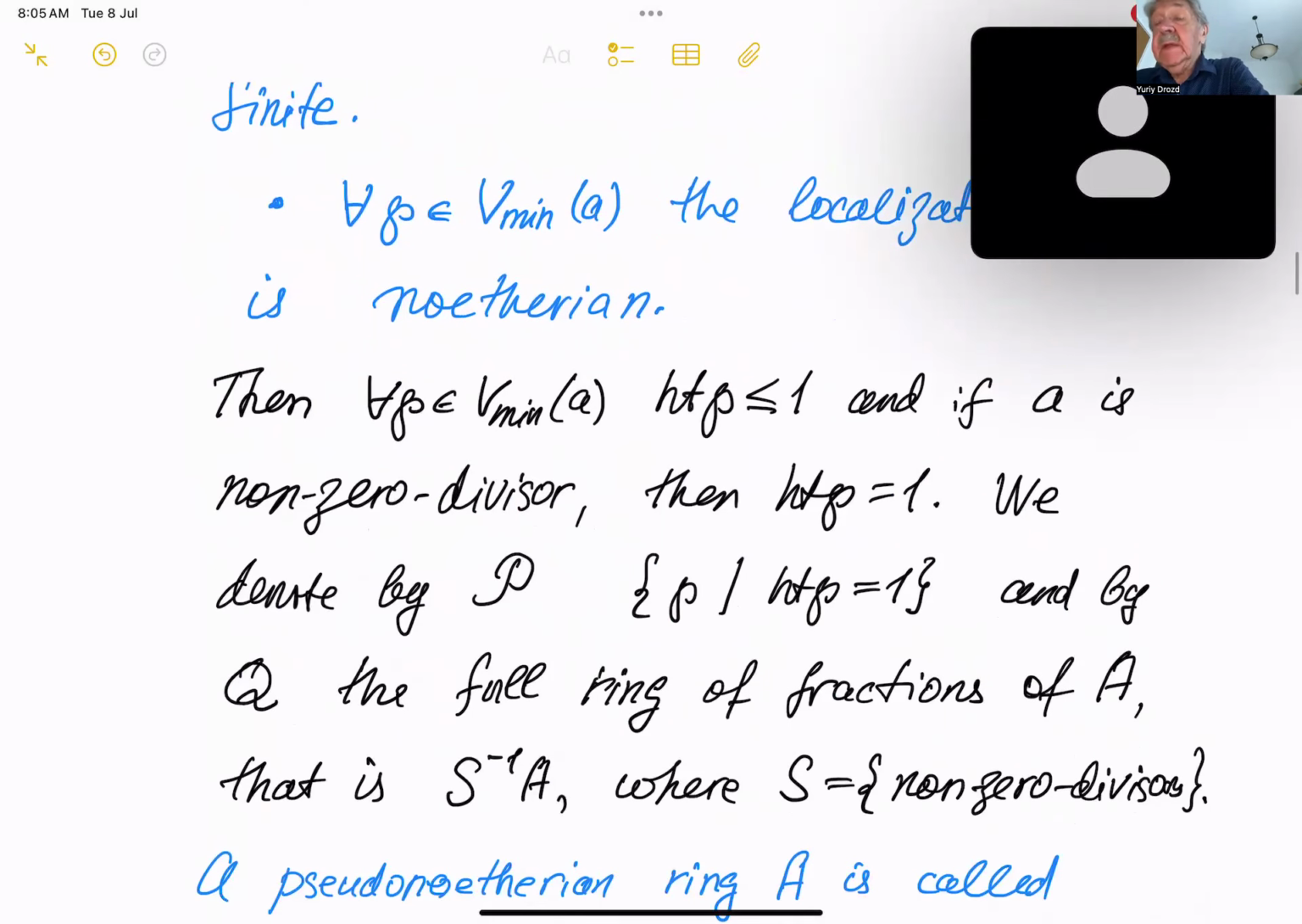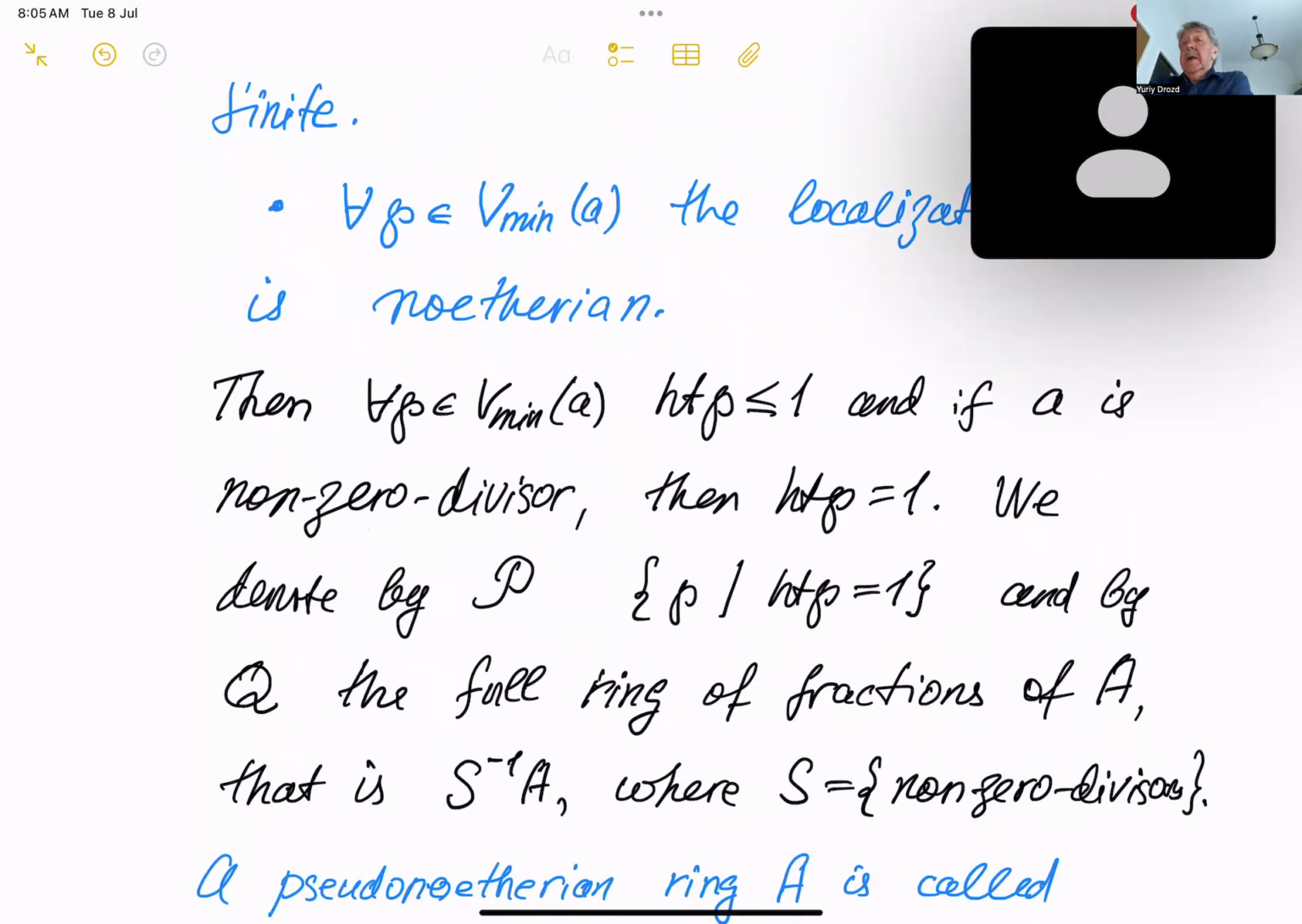Then if we take any prime ideal from this set of minimal primes containing a, its height is at most 1. And if a is a non-zero divisor, then this height is equal to 1. I denote by P the set of prime ideals of height 1, and by Q the full ring of fractions of A, that is, the ring of fractions with respect to all non-zero divisors.